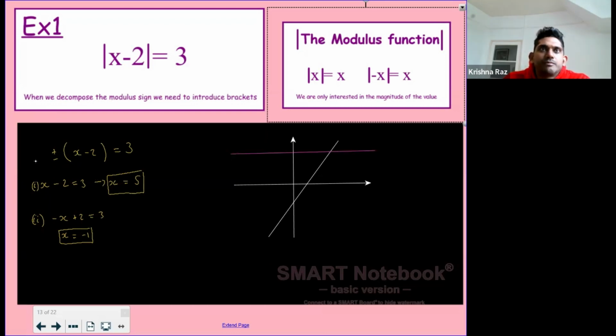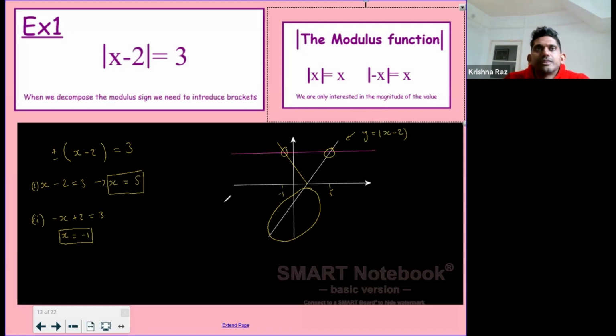Now, the only thing is we want the modulus of x minus 2, not x minus 2. The modulus just means that y has to be positive. So this bit gets reflected through the x-axis. What I've drawn, the V shape, is the graph of y equals the modulus of x minus 2. So the solutions of 5 and negative 1 indicate that point there and that point there.